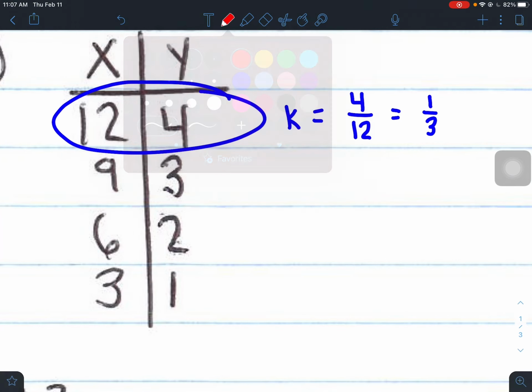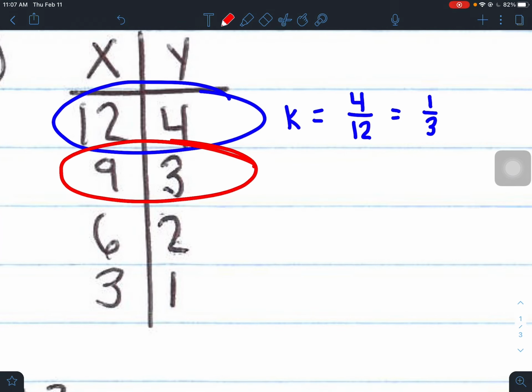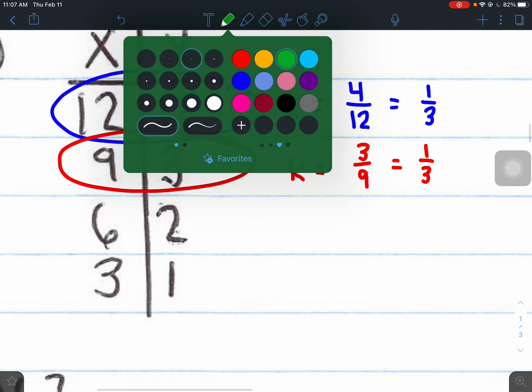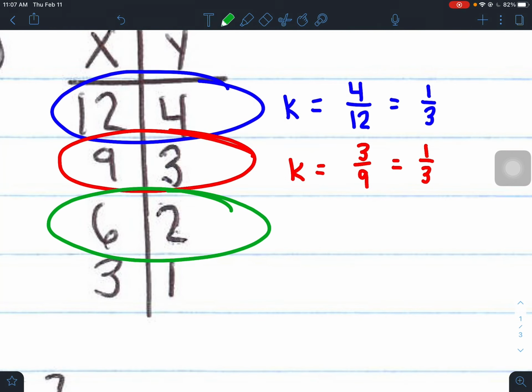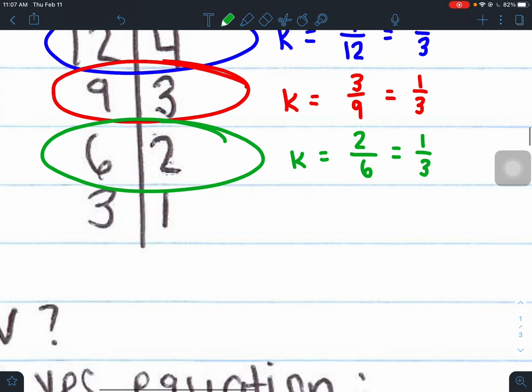Then we move on to the next ordered pair, 9, 3. Well, k calculating here is still going to be y divided by x, so 3 divided by 9. That also simplifies down to 1/3. Let's move on to the next point, 6, 2. Well, to calculate k, that's going to be y divided by x. So your y here is 2, x is 6. 2/6 simplifies down to 1/3. And then our last point is 1, 3, so k equals 1/3.